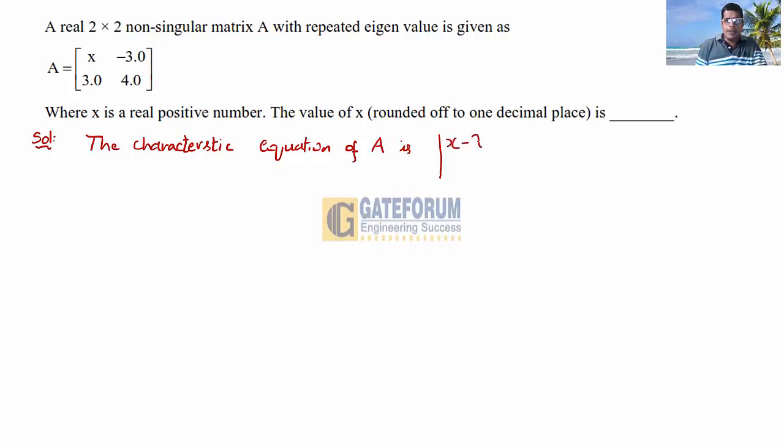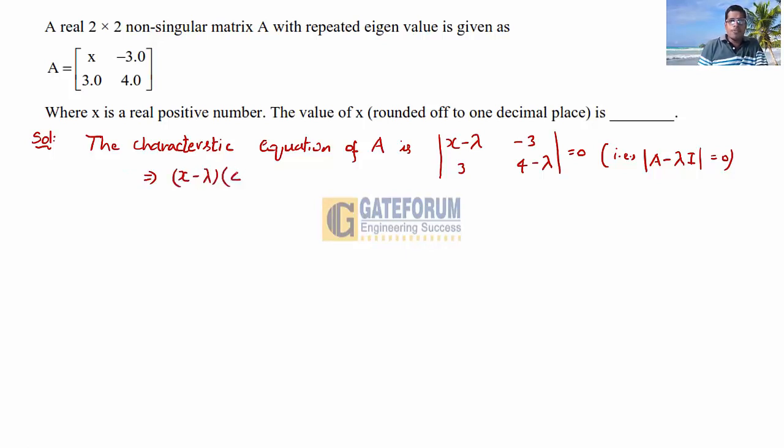So x minus lambda, minus 3, I can write simply minus 3; 3, I can write simply 3; 4 minus lambda, subtracting lambda. So this is obtained by determinant of A minus lambda into I equal to 0. Now expanding that 2 by 2 determinant, AD minus BC: x minus lambda into 4 minus lambda plus 9 is equal to 0.